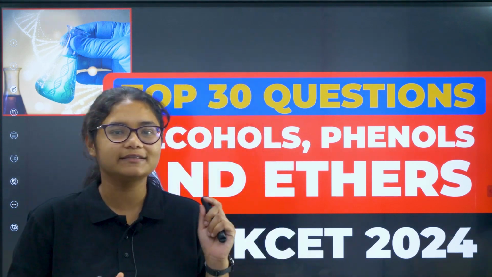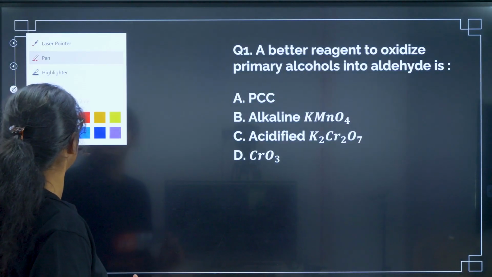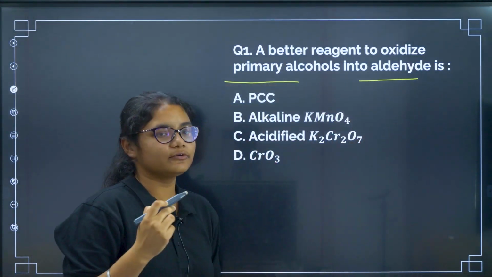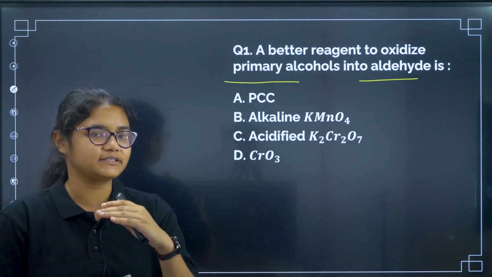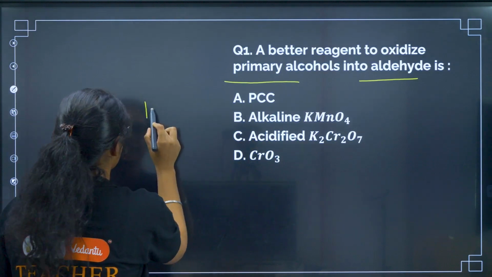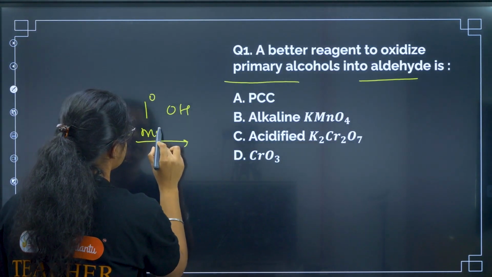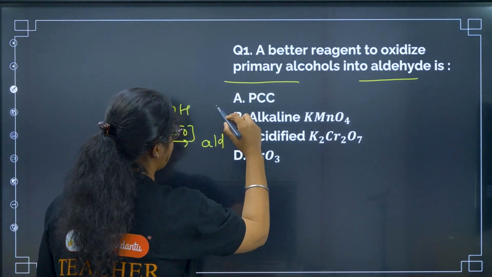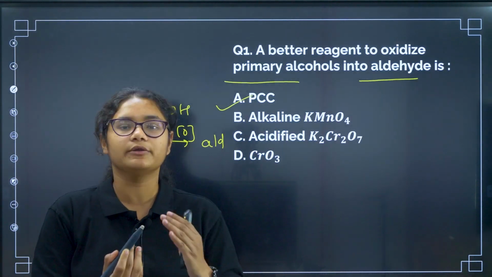Okay. So let us start with our first question of this chapter. First question is: a better reagent to oxidize primary alcohol into aldehyde. So you know this is partial oxidation. Alcohols on strong oxidation will give you acids, but if we have primary alcohols and treat them with a mild oxidizing agent, we can end up with aldehydes. So this is a direct reagent based question. The correct answer for this question is PCC, or you can use PDC.